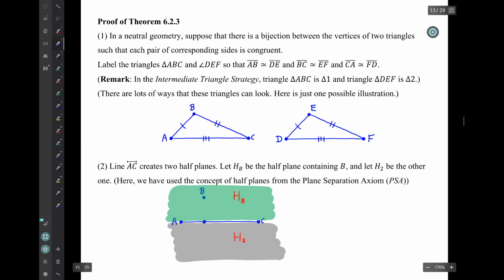Step 2 says line AC creates two half-planes. We can denote one of them H subscript B. That's the half-plane that contains point B. We can denote the other one H subscript 2. That's the half-plane that doesn't contain B. Now here we've used the concept of half-planes from the plane separation axiom.